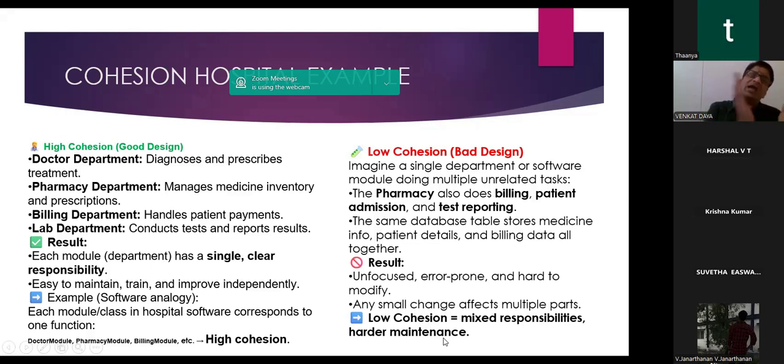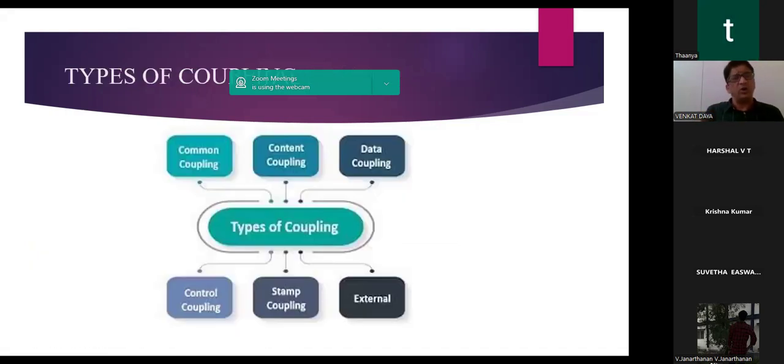When it comes to high cohesion, a good design of a hospital system, you have a separate doctor module, pharmacy module, billing module, lab module. All the modules or components are separately managed, but within each component, all related functionalities are tightly integrated. That's called high cohesion. Each module class in the hospital software corresponds to one specific function, right? So this is basically high cohesion.